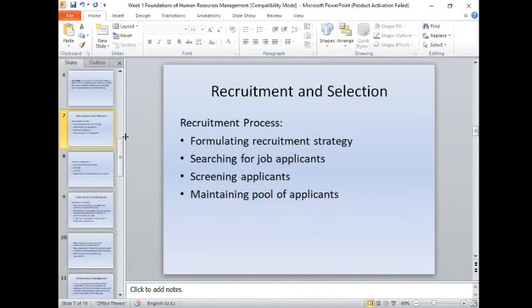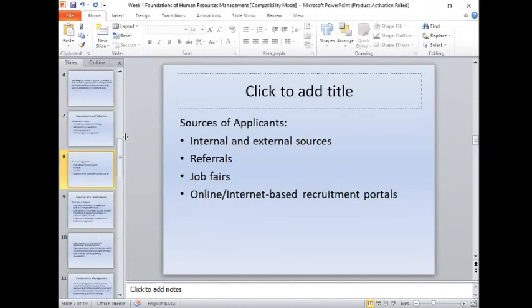Say maintaining: after you screen the applicants, you have to maintain by providing recruitment assessments, examinations, and interviews. Once they pass all of those and you have selected them as part of the hiring process, they will become an employee. Okay, so what are the sources of applicants? The sources of applicants are internal and external sources.